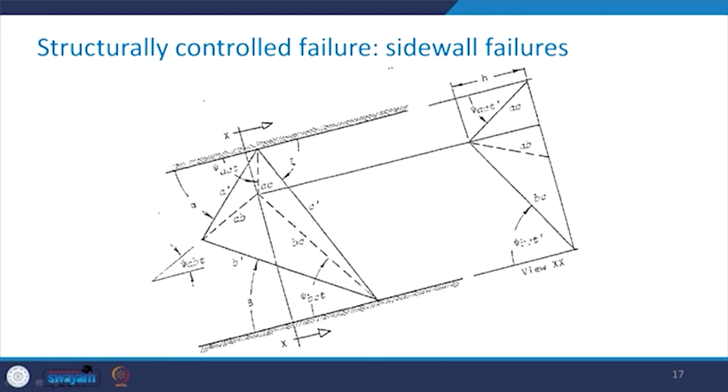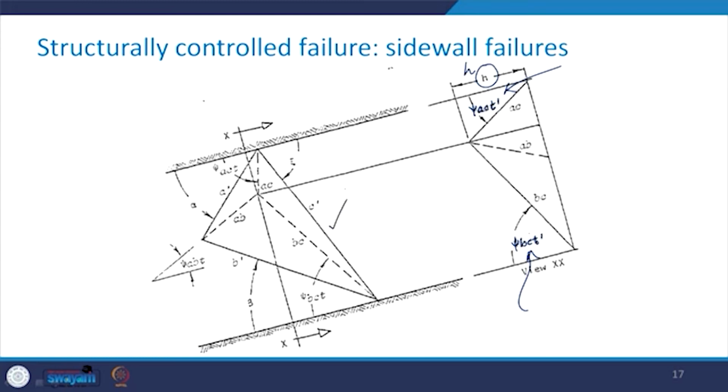Have a look here, you see that here it is psi BCT prime and here it is psi ACT prime. The question is how to determine these two angles, because until and unless we know these angles, we will not be able to determine the height of the wedge, which is h.